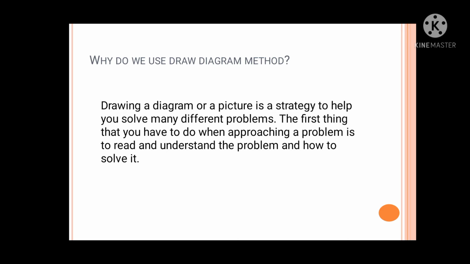The first thing that you have to do when approaching a problem is to read and understand the problem and how to solve it. The second reporter will discuss what the steps are to draw a diagram.